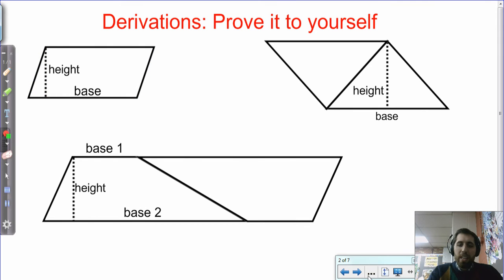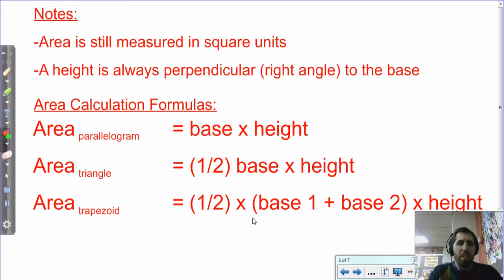If you're more of an equation or formula memorizer, then here we go. These are the notes everyone has to have. Area is still measured in square units, just like in our last video. A height is always perpendicular or at a right angle to the base. So we should be familiar with right angles, and heights don't go at the diagonal. Heights are always the perpendicular or the right angled measurement.